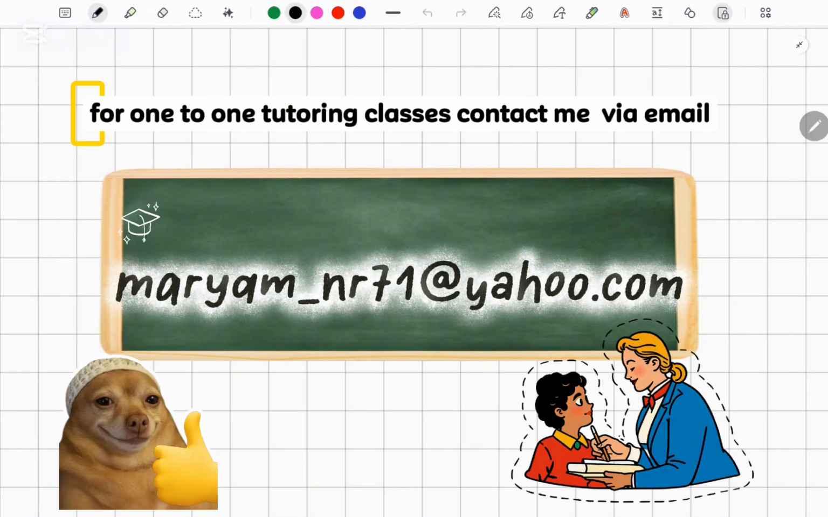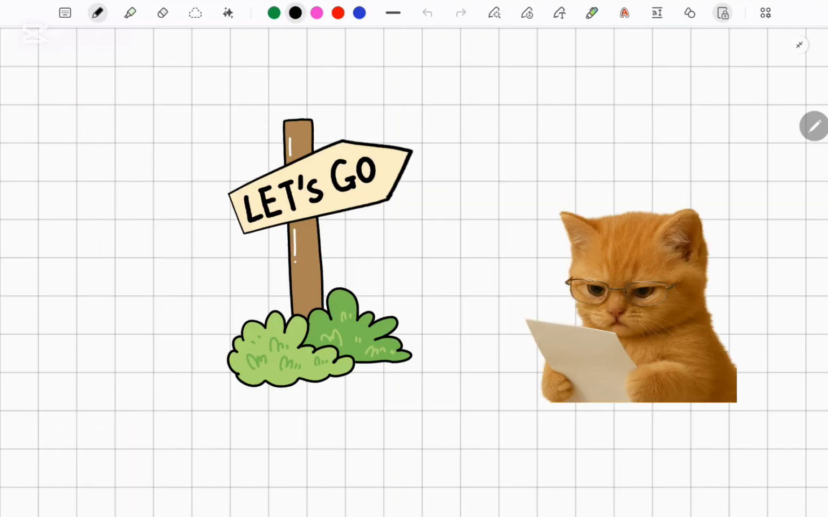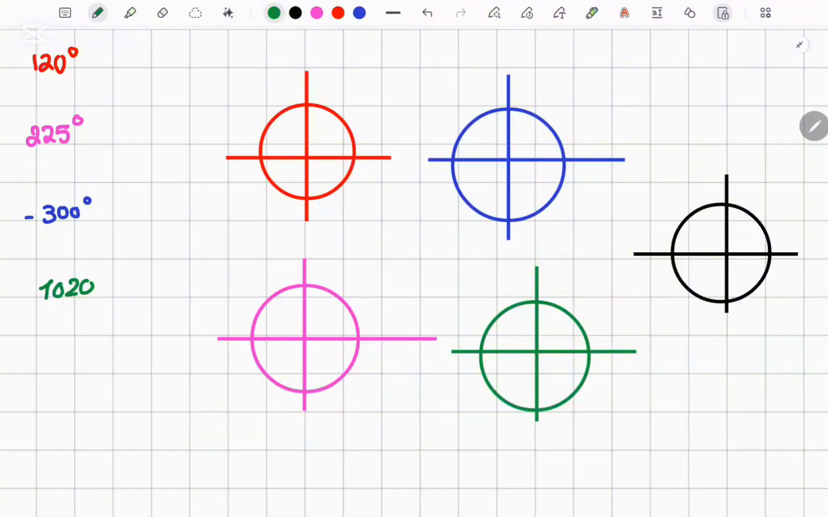So happy to be here, and today we're going to talk about angles in the unit circle. I'm going to be back with my examples and unit circles in 2 seconds. Ta-da! I'm back with my examples and of course the unit circles.